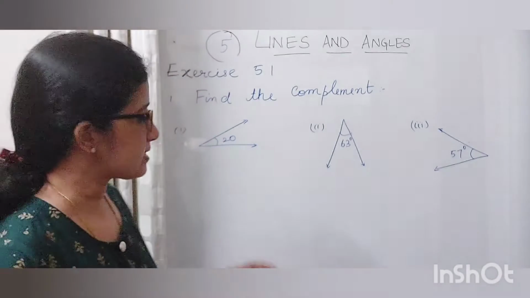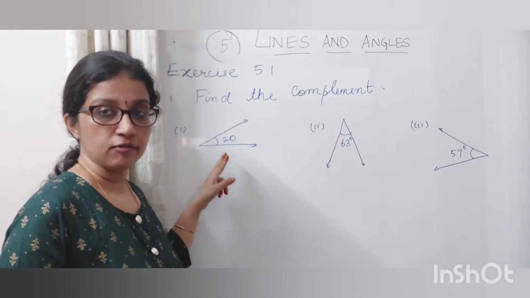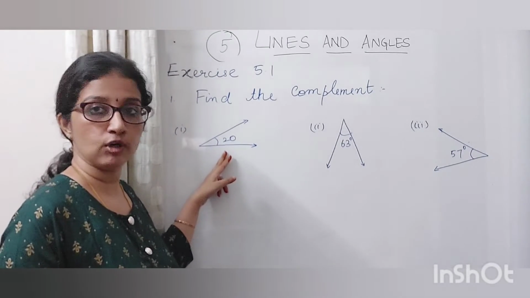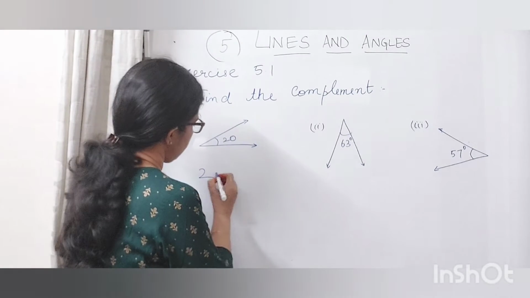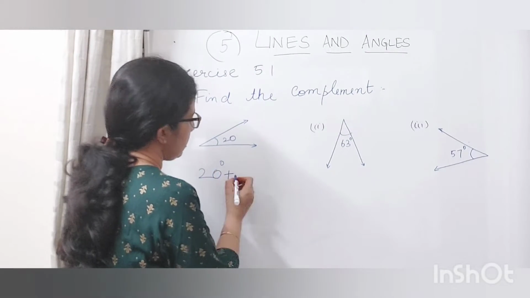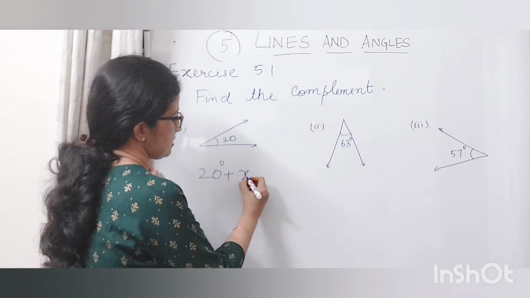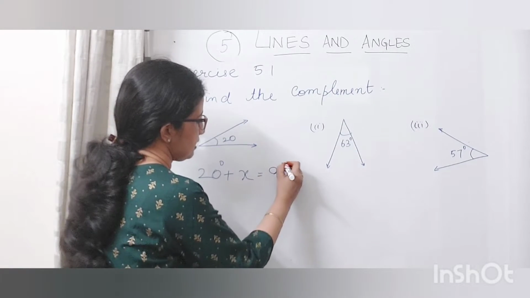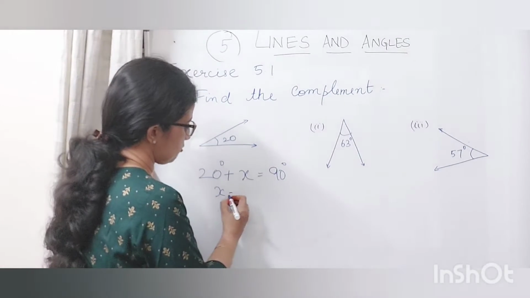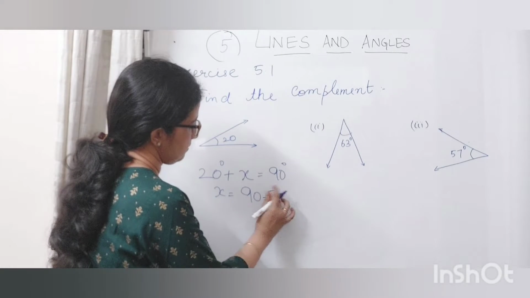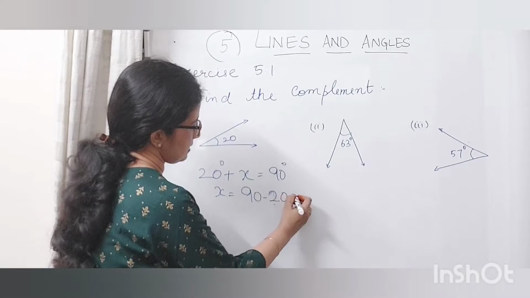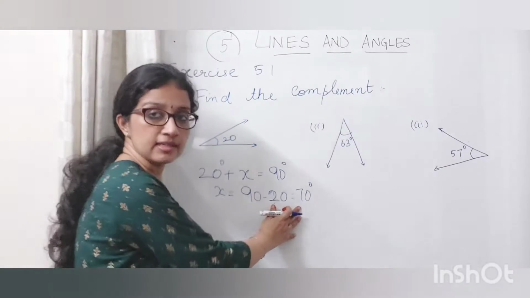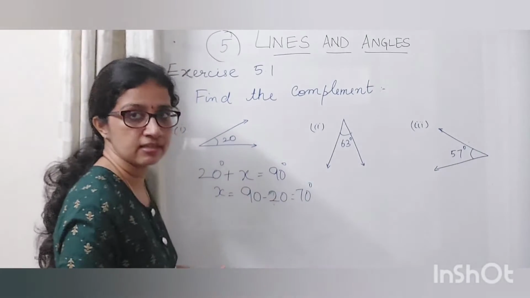If they are asking what is the complement of this angle, we have to see how much is the measure of this angle, that is 20 degrees. So 20 degrees plus, let the complement angle be x. 20 plus x is equal to 90 degrees, right? So x is equal to 90 minus 20, that is equal to 70 degrees. So the complementary angle should be of the measurement 70 degrees, right?